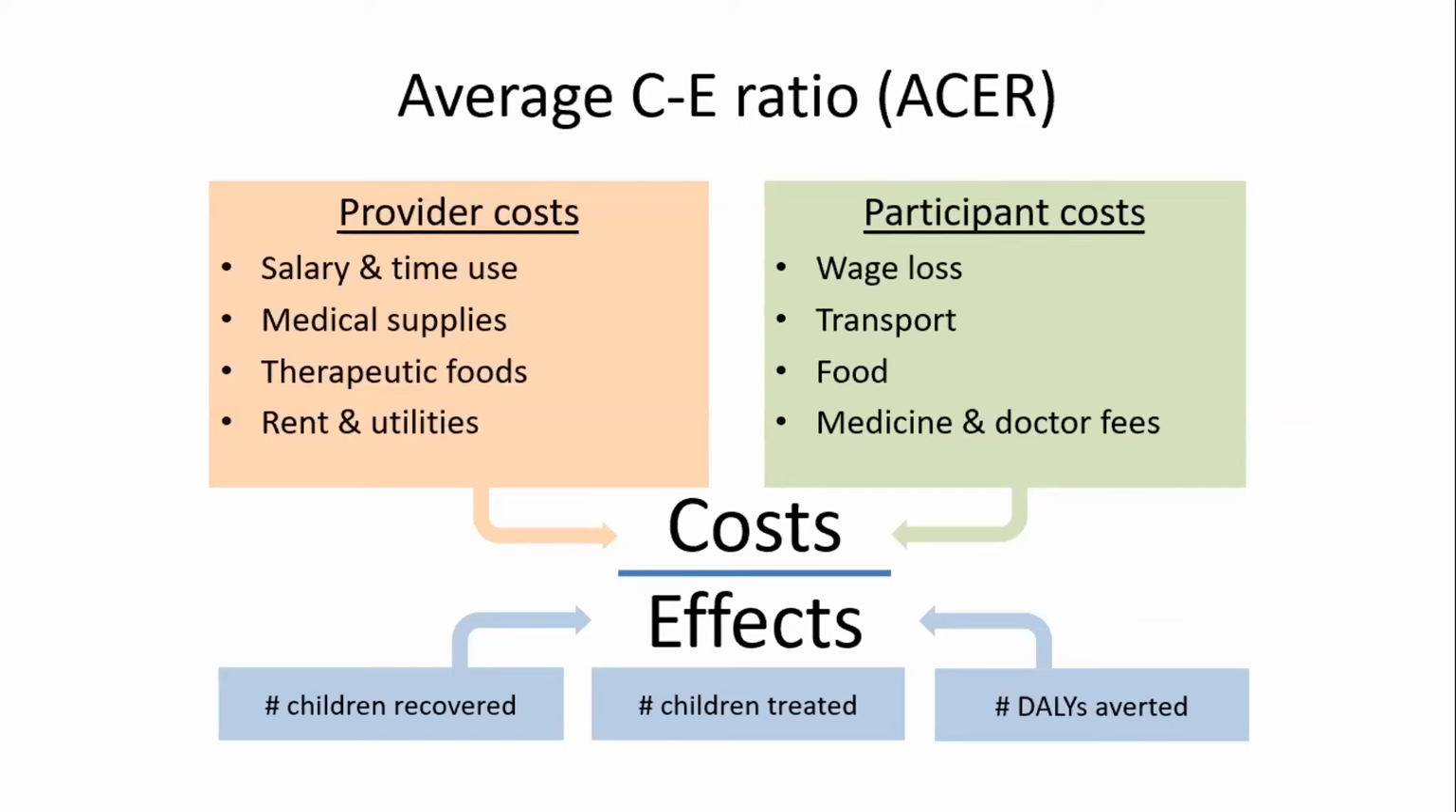Then we take our various effectiveness measures and we divide the total costs by all of these measures one at a time. This could be, for example, the number of children recovered, the number of children treated, which is actually a cost efficiency measure, or the number of DALYs averted. This calculation gives you an average cost per outcome because it considers total cost divided by total outcomes.